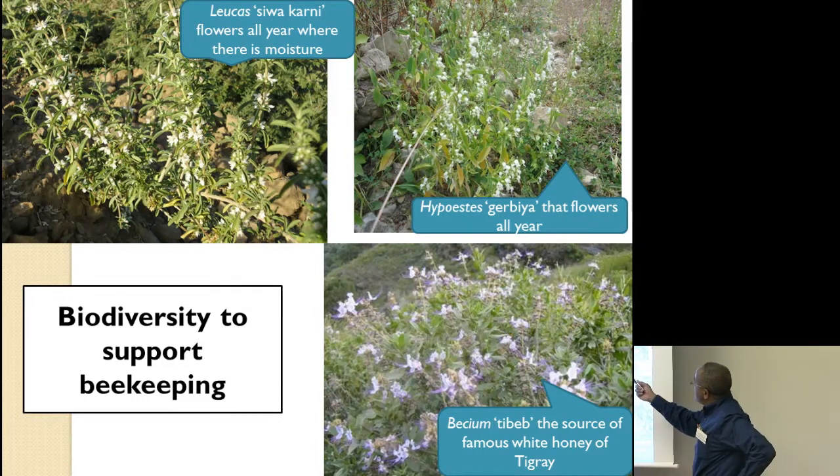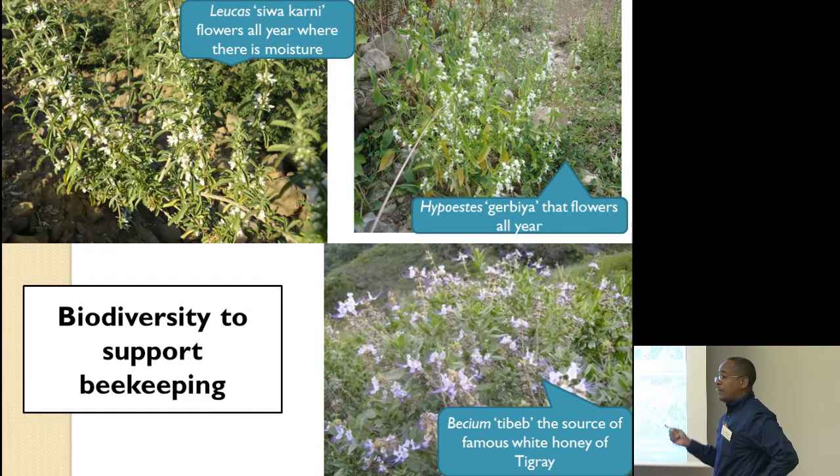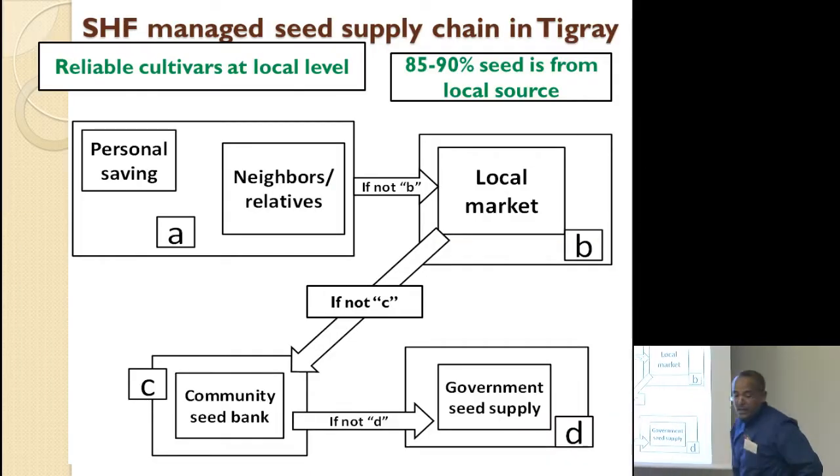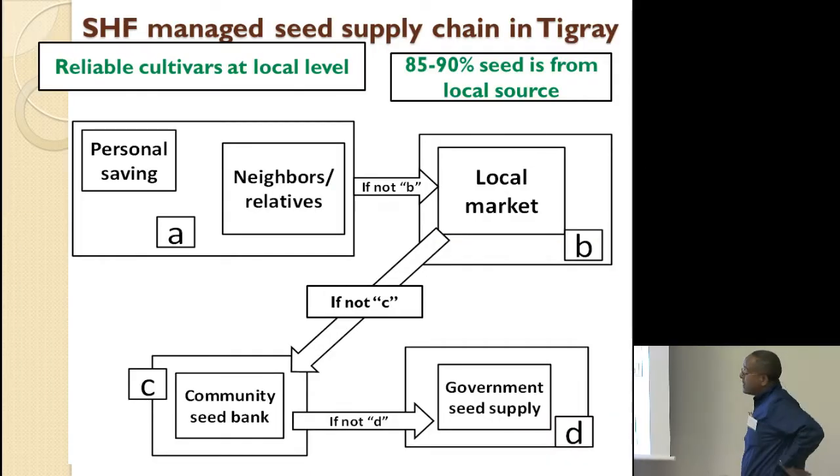These are the 3 best bee forage species in northern Ethiopia, improving diversity and giving good quality honey, which is first nutrition, second income, and the third is vegetation cover. These are being improved.